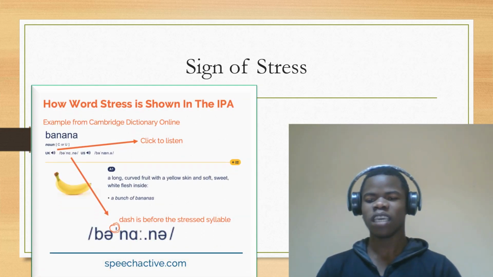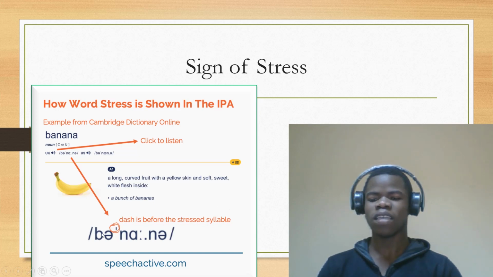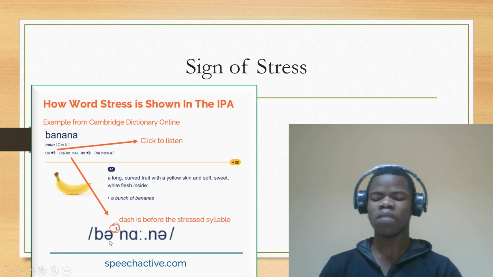Okay, when we take the word banana, we have three syllables. A syllable is a unit of sound that could be produced at once. Okay, and stress is always on one of the syllables of a word. Okay, in the word banana, the stress is on the second syllable, banana, not the first one.